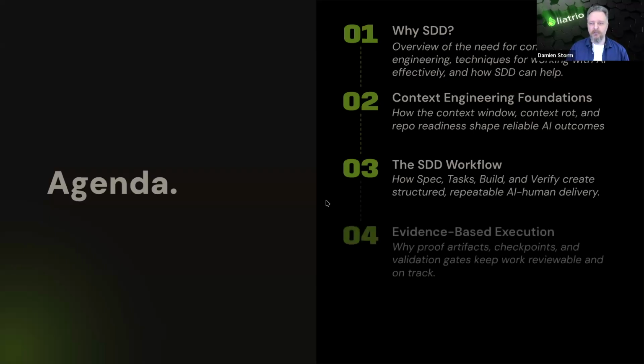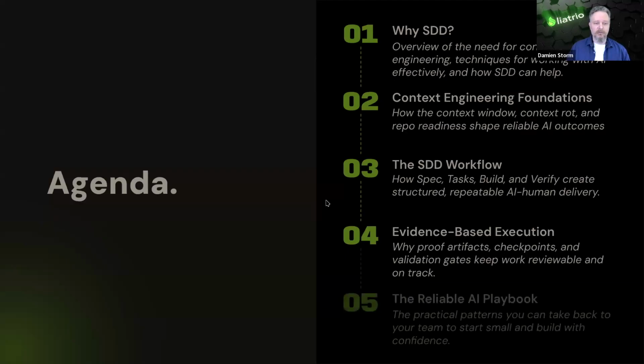After that, we're going to go through the evidence-based execution. So why the proof artifacts and all of the results that the workflow builds help create all these validation gates that keep what you're doing very reviewable, on track, and guides the AI to exactly what you're trying to do. Then after that, we'll go over the patterns that we built in and show you everything that we've gone over and give you some next steps, like how you can start using this with your teams to build with AI and build with confidence.